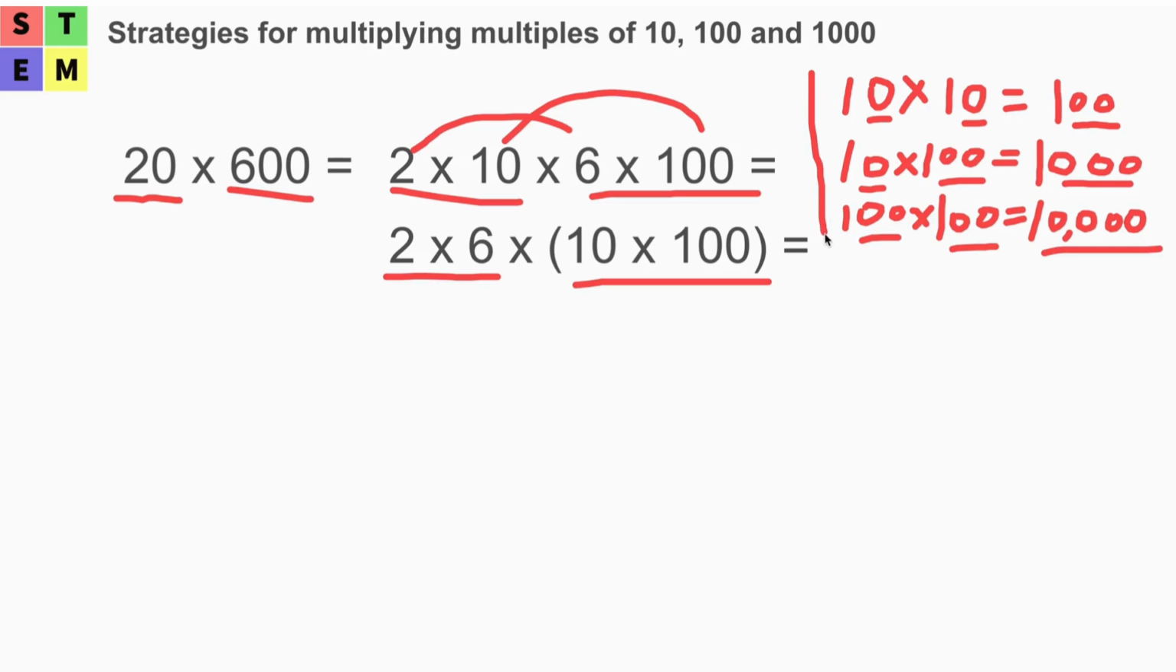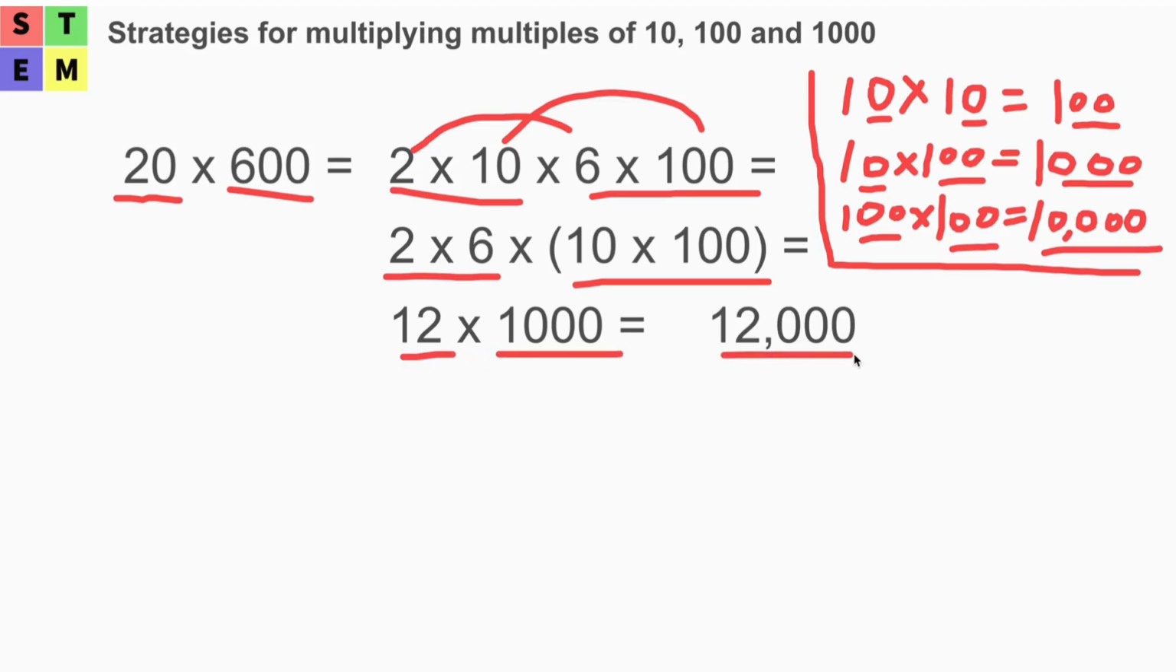So besides that, let's put this aside. Here we have 2 times 6, it's 12, right? So that's 12. And 10 times 100, again here, we have 1000, right? So that means 12 times 1000, which is 12,000, right? So 12,000. Okay, so again, let's take a look back.